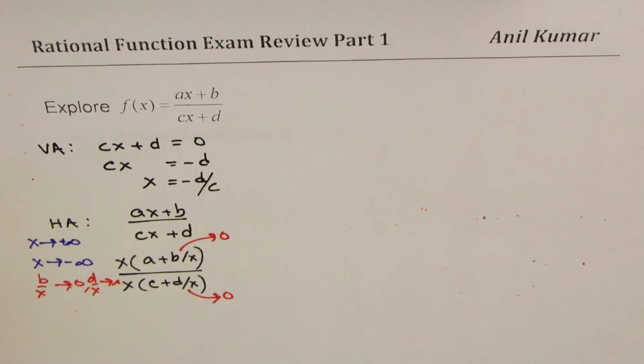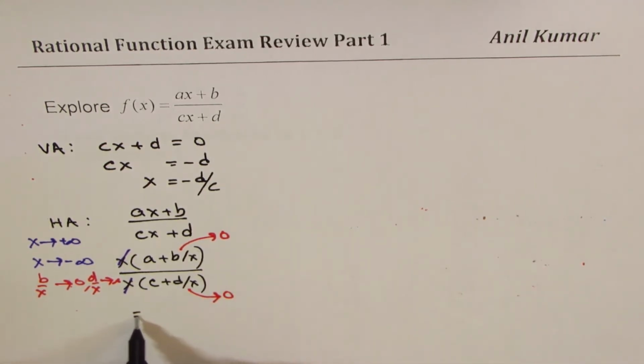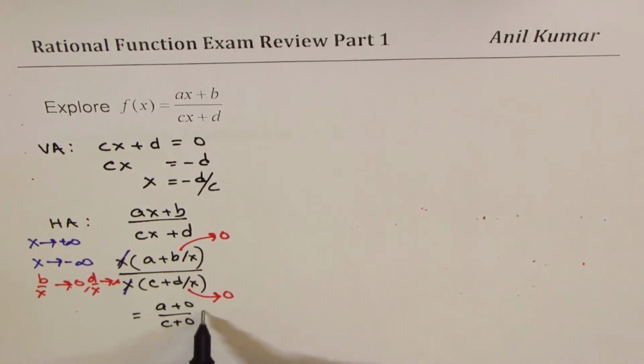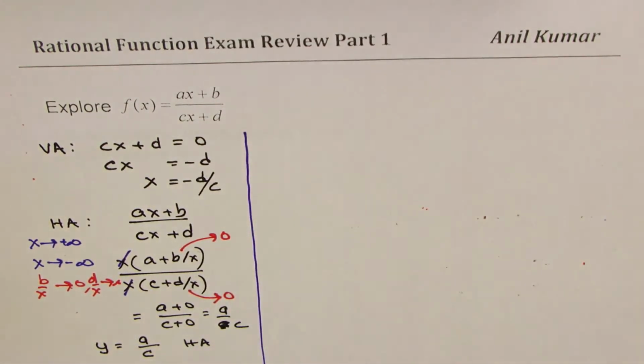So we could write this function as, and x can cancel, right? So we could cancel x and x. So what we really find is that the whole expression here is basically equal to a plus 0 over c plus 0, or a over c. So that means that y equals a over c is your horizontal asymptote. Is that clear? So I hope these steps are absolutely clear. So we know how to find vertical or horizontal asymptote.